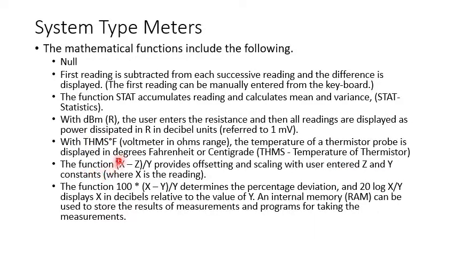Then there is a function (x minus z) divided by y, which provides offsetting and scaling with user entered z and y constants, where x is the reading. Like in your calculator you have different functionalities, like equations you can solve, in the same way in this system type meter you have the functionality (x minus z) divided by y. You can give constant values for z and y, and x will be your reading, and you can calculate whatever function you want. z and y you can choose, x is the reading.